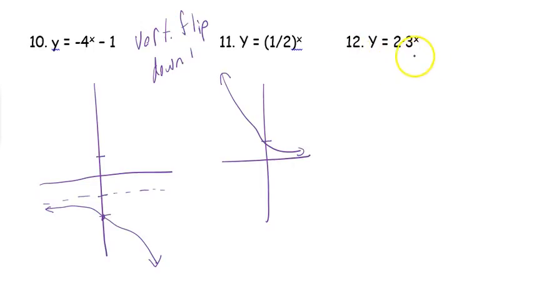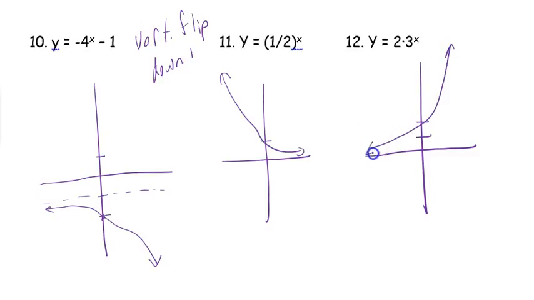Okay, for our last example, I wanted to show you what happens when you have something of the form a times b to the x. Our base here is 3, so it's a growth graph. And this 2 is your new y-intercept. So when you go to sketch, instead of crossing at 1, you're now going to cross at 2. And again, it's growth. So it's going to go in this direction upward. It's going to get close to the horizontal asymptote over here.